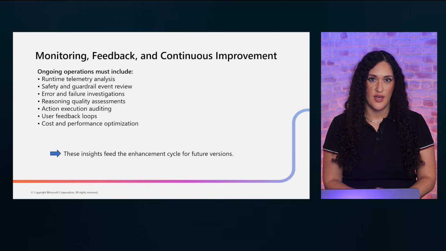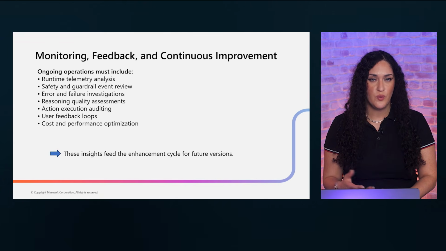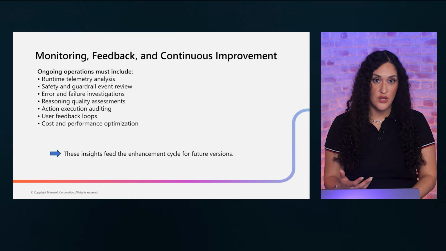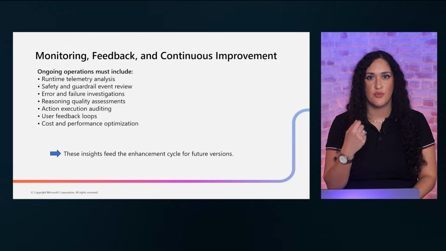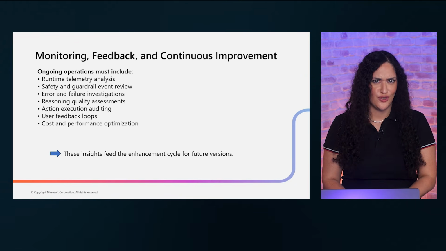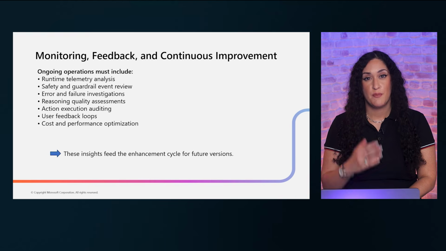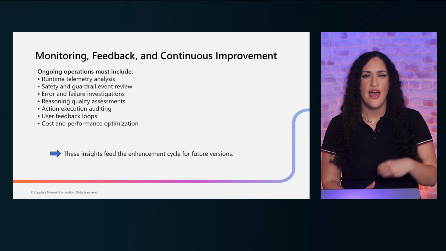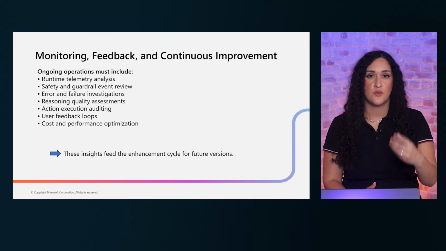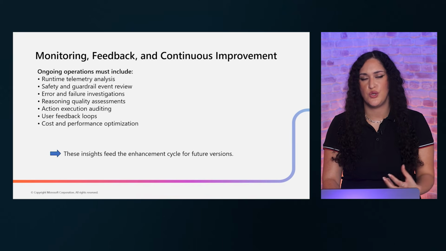Ongoing operations for Foundry agents require comprehensive monitoring across several dimensions: runtime telemetry analysis, safety and guardrail event review, error and failure investigations, reasoning quality assessments, action execution auditing, user feedback loops, and cost and performance optimization. Oof, that was a long list, but these insights fit directly into the enhancement cycle for future versions. Build a culture where monitoring data drives decisions. Every anomaly detected, every piece of user feedback collected, and every cost spike analyzed should inform the next iteration of your agents, and that is how you achieve true continuous improvements.